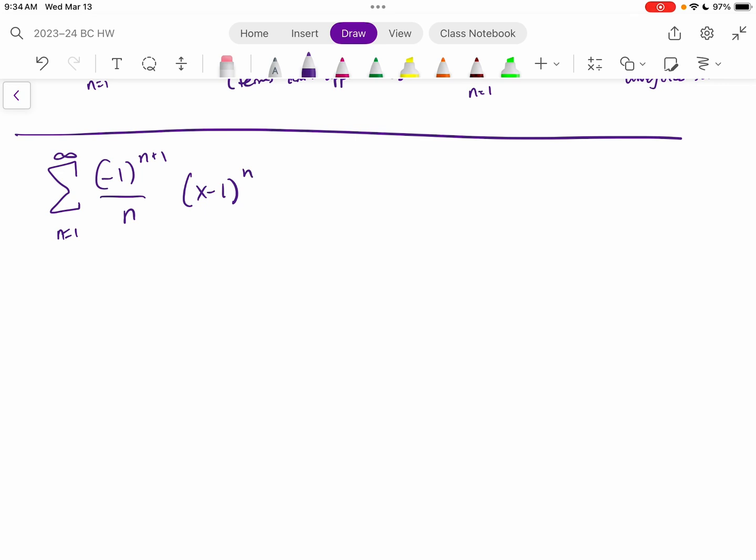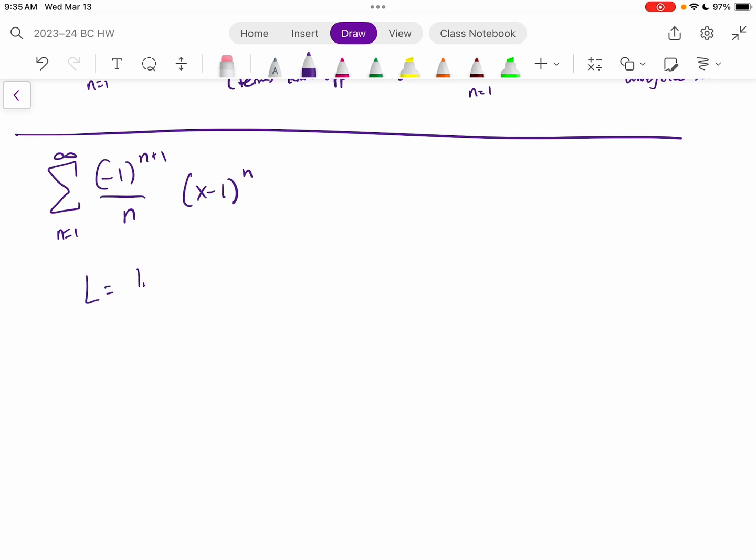Negative 1 to the n plus 1 over n times x minus 1 to the n. So we know just by eyeballing these, and I always think it's good as an exercise to try, I know this thing's going to converge for 1, because every term is just 0. And so it's going to be looking at things around 1 probably that we're going to be scared of here, okay?